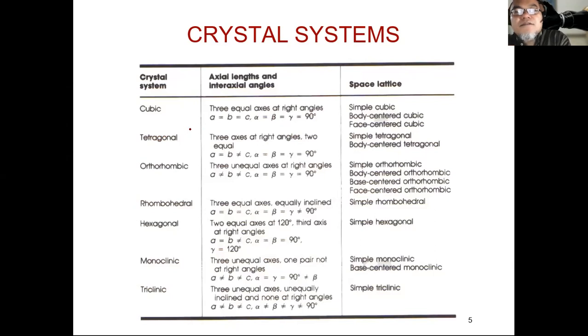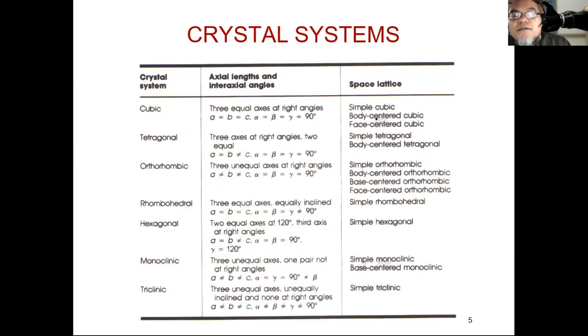Tetragonal, you have three axes at right angles. Two of the axes are equal: a equals b, but is not equal to c. Alpha equals beta equals gamma equals 90 degrees, etc. It is similar for all the other crystal systems, each with different characteristics of axial lengths and interaxial angles.